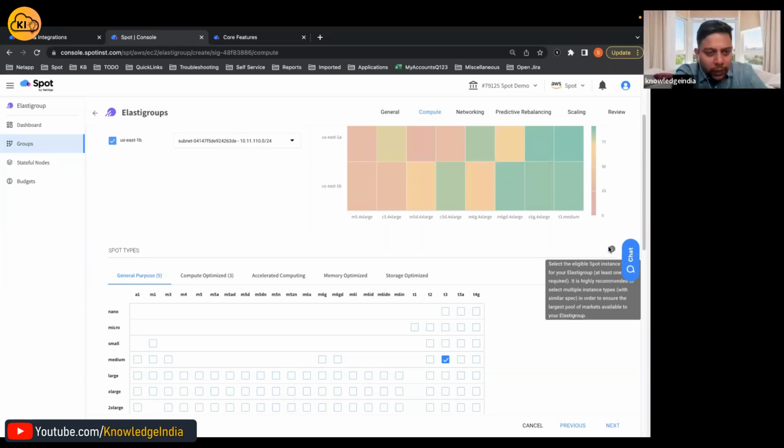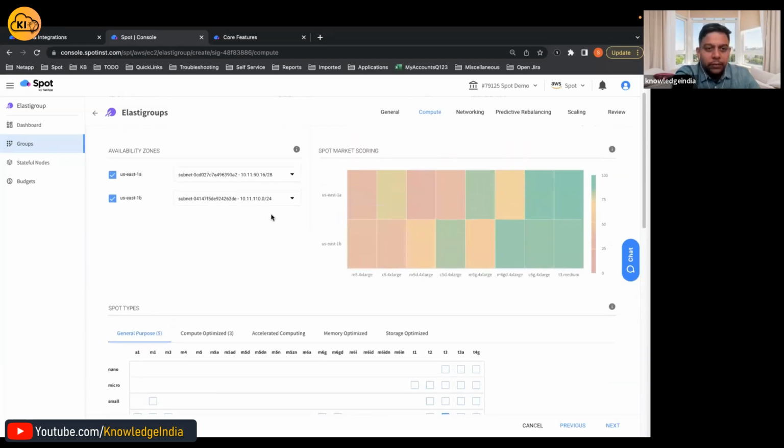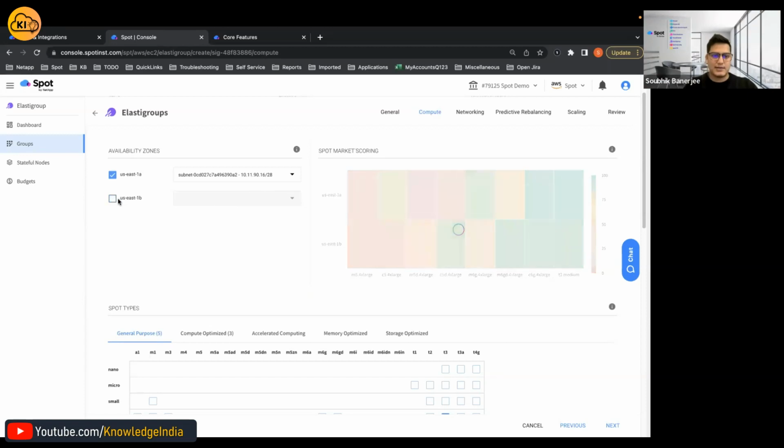Okay, sure. So just one more thing which I wanted to ask quickly. On the left-hand side, I'm able to see the availability zone, US East 1A and 1B. So is it that during editing we can add more availability zones also, or the availability zone becomes fixed once we have created the Elastigroup? No, you can select or deselect any availability zone you want at any point in time.